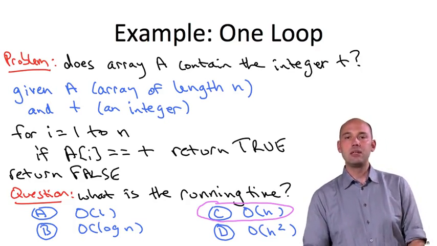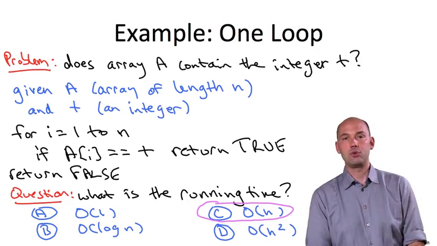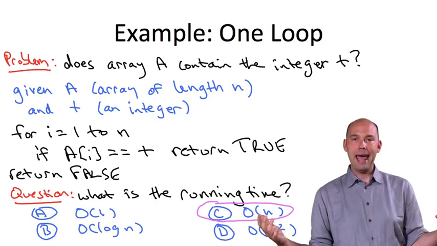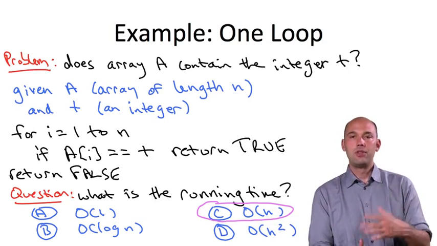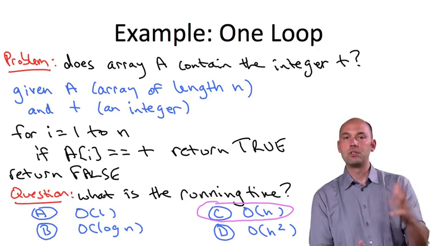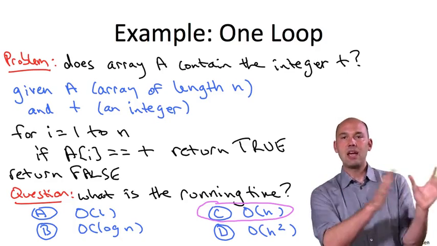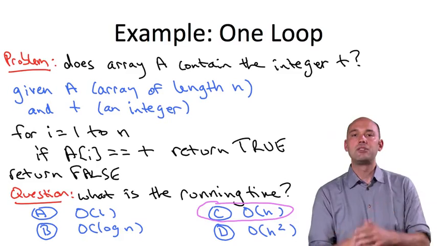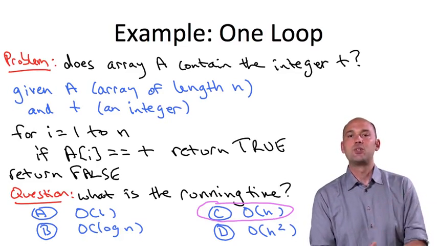But in the worst case, this code will do an unsuccessful search. t will not be in the array, and the code will scan through the entire array A and return false. The number of operations then is a constant. There's some initial setup perhaps, and maybe it's an operation to return this final Boolean value. But outside of that constant, which will get suppressed in the big O notation, it does a constant number of operations per entry in the array.